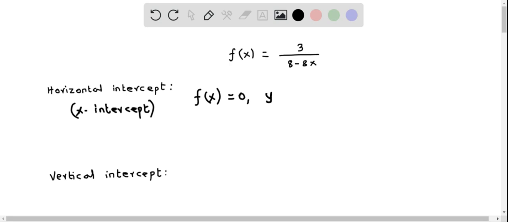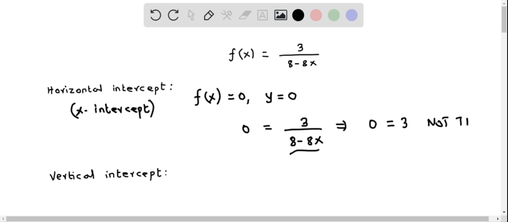That is, y equals 0. So let's replace f of x by 0 and solve for x. This becomes 0 equals 3 over 8 minus 8x. We multiply both sides by the expression 8 minus 8x. So 0 times 8 minus 8x equals 0, and we get 0 equals 3. This is not true, which means it does not have a solution. So we say that there is no horizontal intercept for this rational function f of x.